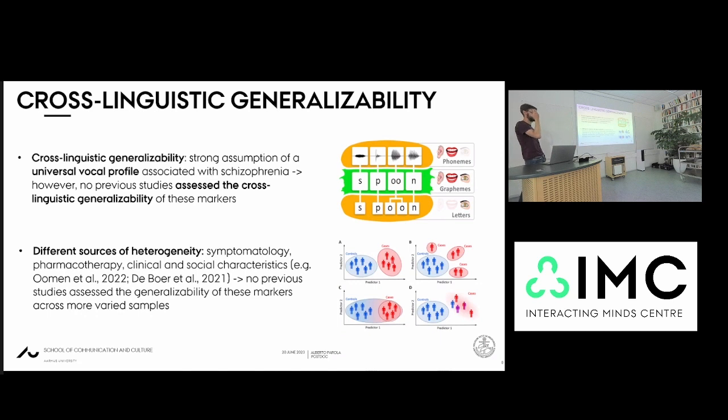So we know that neuropsychiatric disorders and schizophrenia are really heterogeneous in terms of symptoms, pharmacotherapy, clinical and social characteristics, but this heterogeneity was rarely assessed in previous studies. Most of the studies were monolingual, with a very homogeneous sample of patients with very similar characteristics. And this, in our view, was a problem.